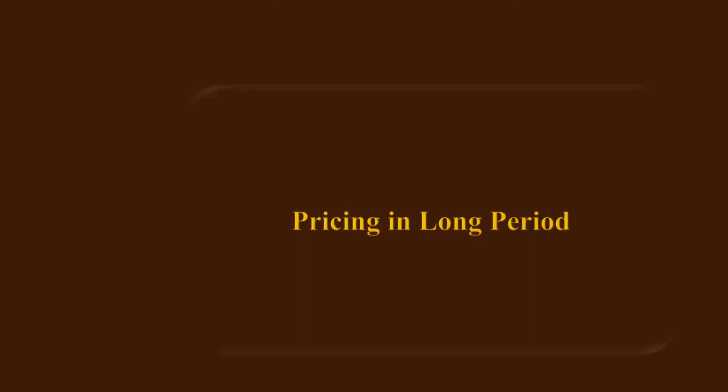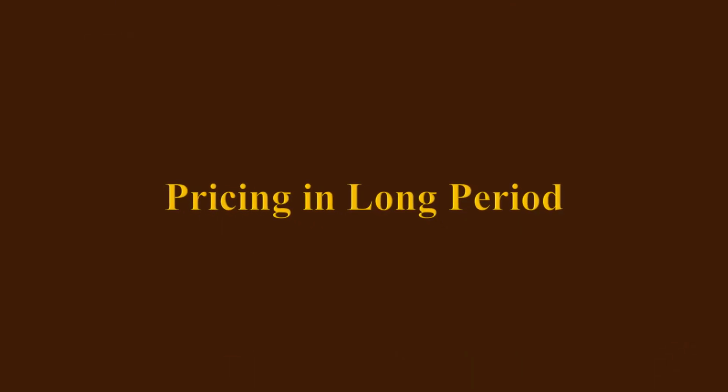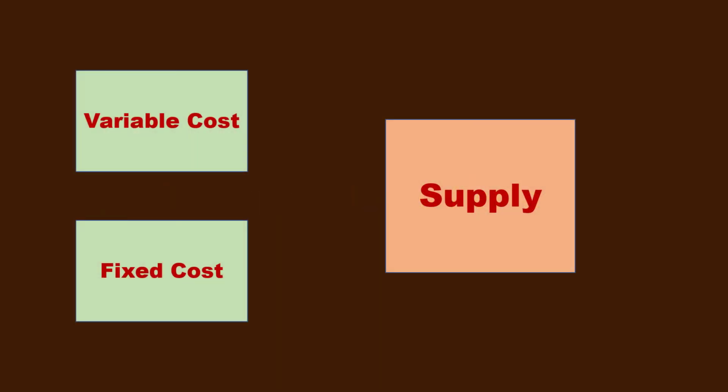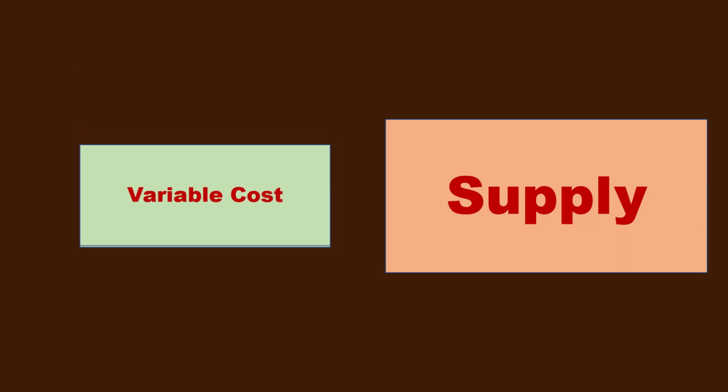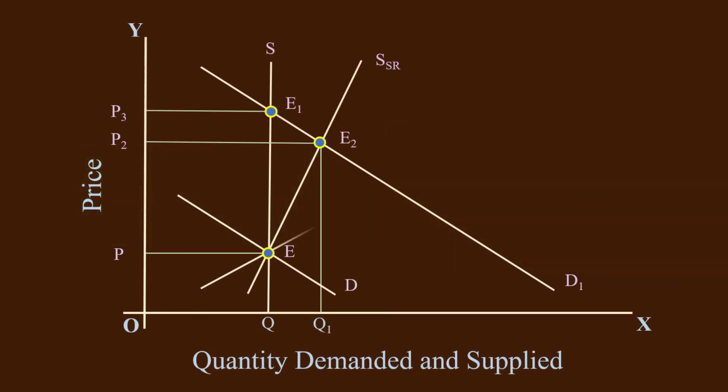Well, we shall now move on to pricing in long period. Long period is one in which supply can be increased by increasing both the variable cost and fixed cost. In the long run, all costs are variable. The difference between fixed cost and variable cost disappears. Long run supply curve SLR is relatively elastic.